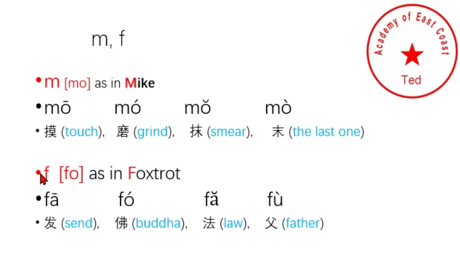Now let's come to fo. Fo as the F in Foxtrot. Let's practice in the syllables with the characters. The first one, the first tone, fa. Next one, fo. Next one, fa. Next one, fu. Fourth tone.